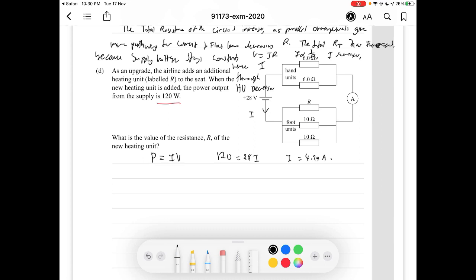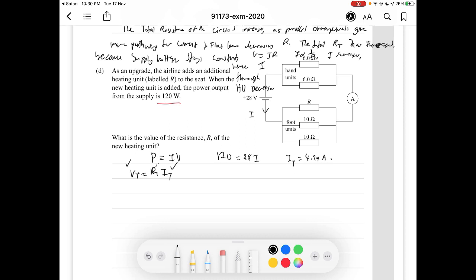So in this case, we can use V total equals R total multiplied by I total. And we know our total source voltage. We don't know the total resistance, that's what we're trying to find. And we know the I total, which we just found, was 4.29 amps, okay? So using this, we need to find our R total.